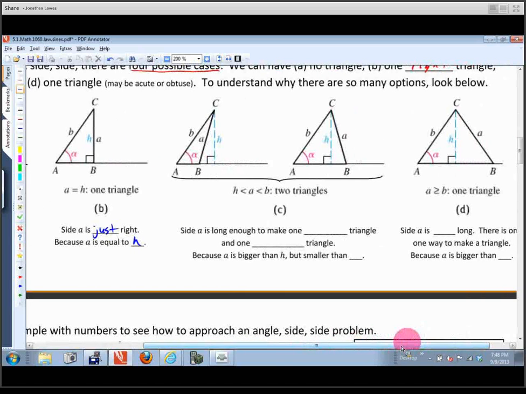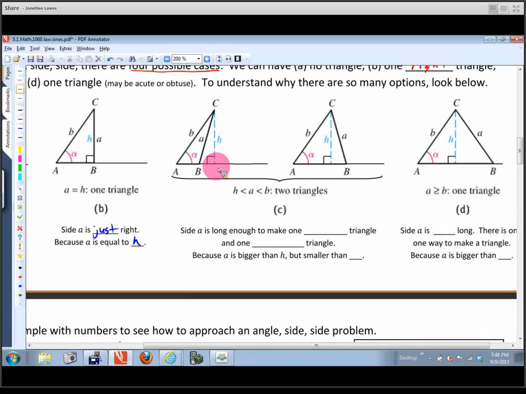Let's say that side A was a little bit longer than H. So just a little bit. Let's say it swung down to about right here. Well, what I can do is swing it two directions. I can swing it out here and get a triangle like that, or swing it in here and get a triangle like that. If it's a little bit longer than H, swing it out here, we're going to solve for this triangle right here, and then swing it in here, we're going to solve for that triangle right there.